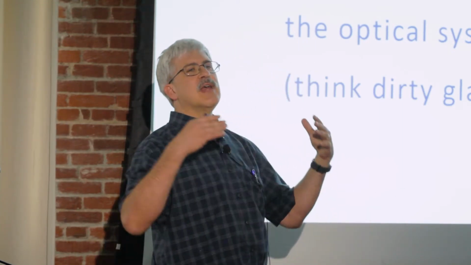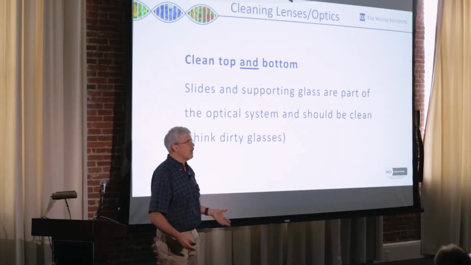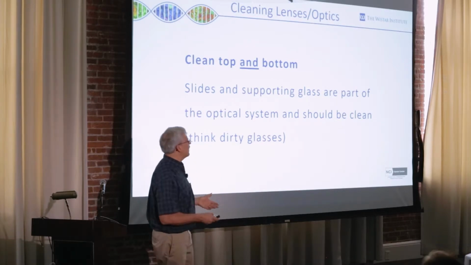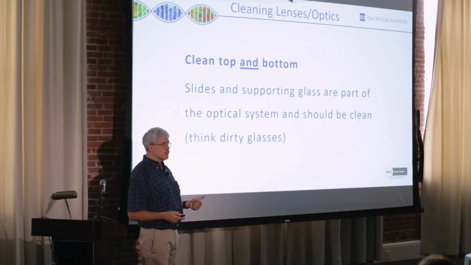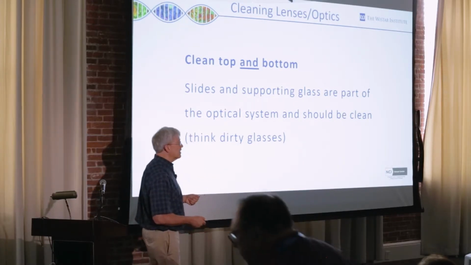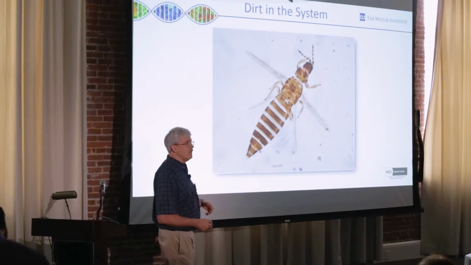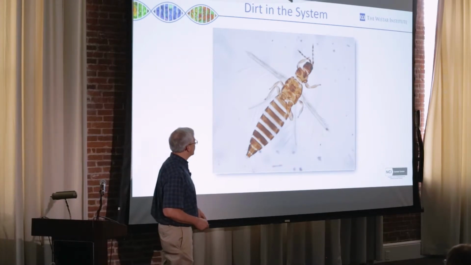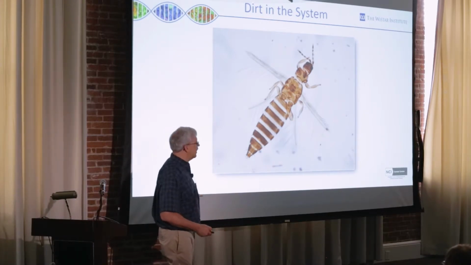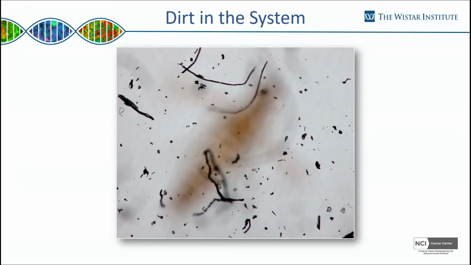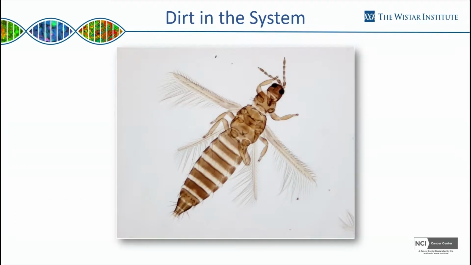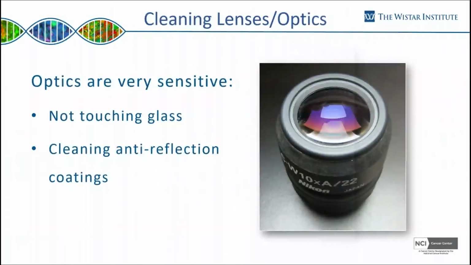I'm not going to have you cleaning all this stuff because that's a whole other talk. But just keep in mind that those things do come into play. And the one thing you do have control over is your slides. So make sure the slides are clean top and bottom. As an example, we have this thrips here, and you can see there's all kinds of garbage on there. If I focused up and down, I realized a lot of that garbage is on top of the slide. So I cleaned off the top and the bottom, and voila. Isn't that a better picture? So go make sure everything is clean.